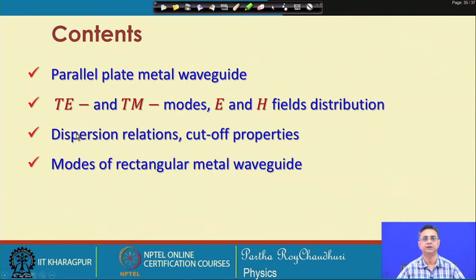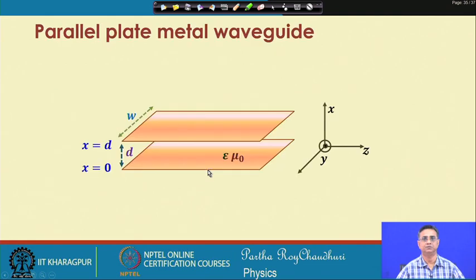Then we will discuss the dispersion relations and cutoff properties, that is, up to which frequency the wave will be supported and beyond which the wave will not be supported. Modes of the rectangular metal waveguide will be discussed as an example of two dimensional confinement of the waveguide. So, we first consider a parallel plate metal waveguide.